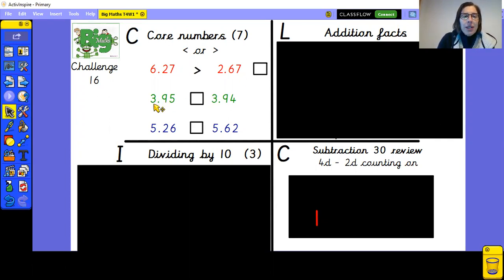So for the next one, 3.95 and 3.94. I give you a bit of time to think about it. Okay, let's have a look at the ones. The ones are the same. I've got a 3 and a 3, so I can't compare at this point. So I'm looking at the tenths. I've got 9 tenths against 9 tenths. So the same. Once again, I cannot conclude which one is greater or smaller.